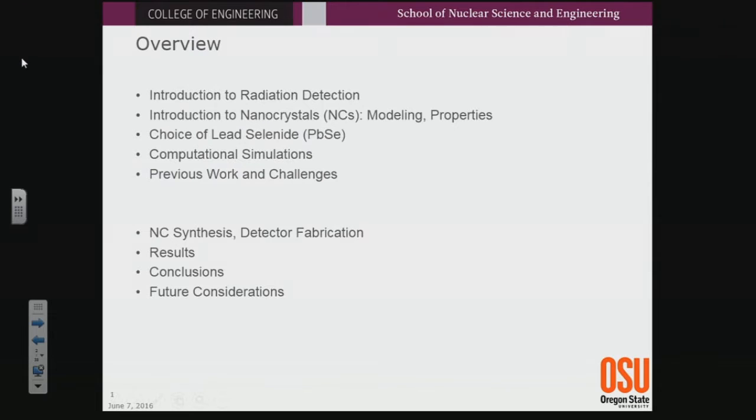So the overview today: I'm going to give a brief introduction to radiation detection, an introduction to nanocrystals, some of their theoretical models, some of their emerging properties. I'm going to talk about the choice of lead selenide, the specific nanocrystal used in the study. We're going to take a look at some computational simulations, take a look back at previous work and some of the challenges of that work. And then we're going to move to sort of a part two, sort of what I've done here at Oregon State, including the nanocrystal synthesis, the detector fabrication, the results of the synthesis, the results of the fabrication. I'm going to wrap it up with some conclusions, and then I'm going to look to some future considerations.